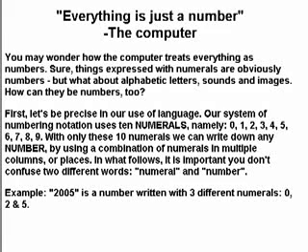First, let's be precise in our use of language. Our system of numbering notation uses 10 numerals, namely 0, 1, 2, 3, 4, 5, 6, 7, 8, and 9. With only these 10 numerals, we can write down any number by using a combination of numerals in multiple columns or places. In what follows, it is important you don't confuse two different words, numeral and number. For example, 2005 is a number written with 3 different numerals, 0, 2, and 5.